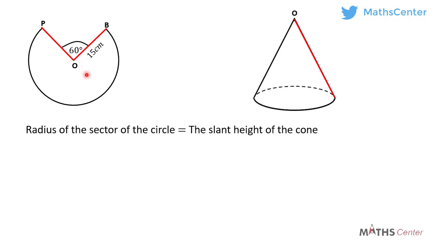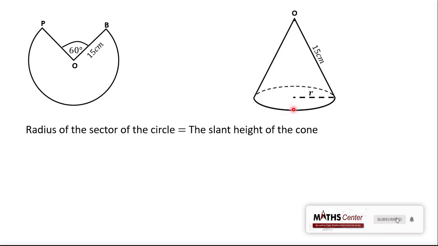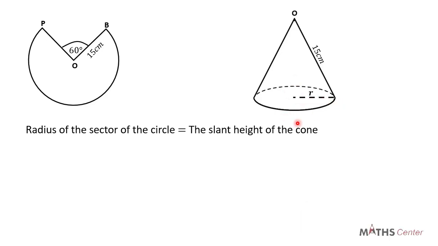From the diagram, the radius of the sector is 15 centimeters. So the slant height of the cone will also be 15 centimeters. We have now found the slant height of the cone. Let's find the base radius of the cone.